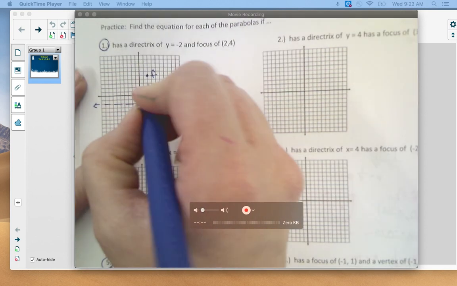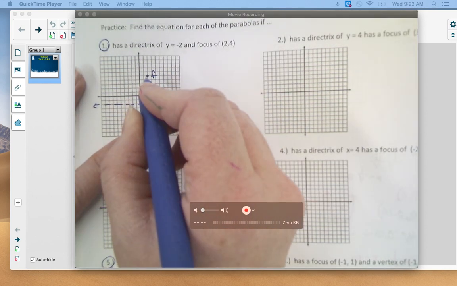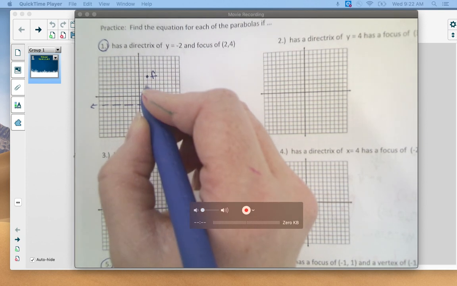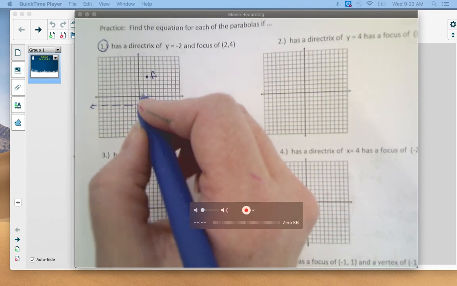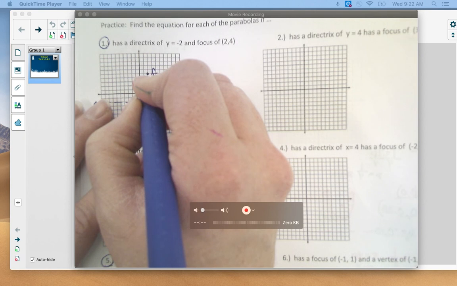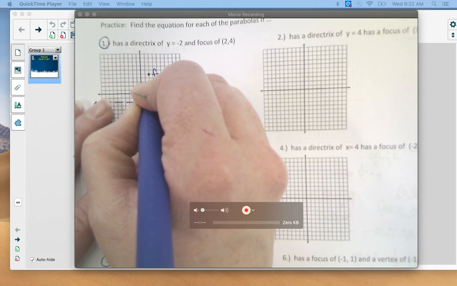So I'm going to go, well, wait, what's the distance from negative 2 up to 4? That whole distance is, careful, 6. Half of 6 is going to be 3. So I know I'm going to go down 3 from the focal point. 1, 2, 3.